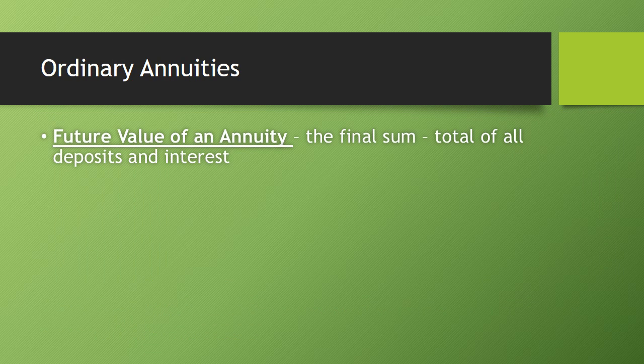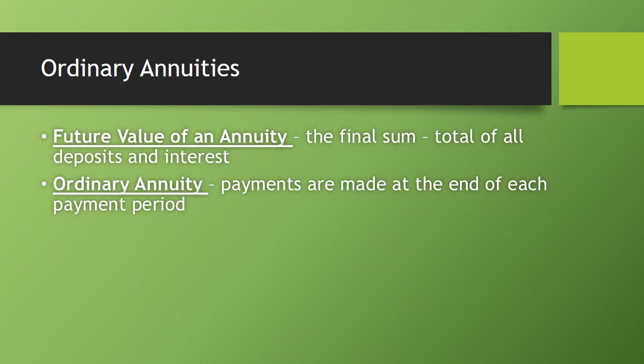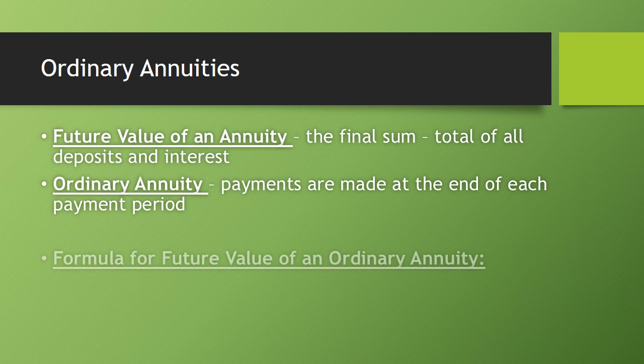Okay, the future value of an annuity. The future value of an annuity is the final sum. It's the total of all the deposits and the interest. An ordinary annuity is when payments are made at the end of each payment period. And that's really what we're going to use a lot of.